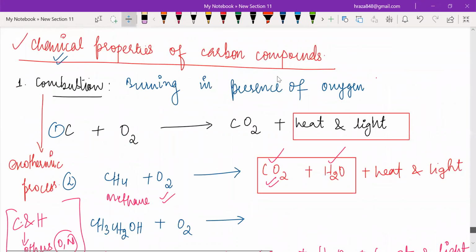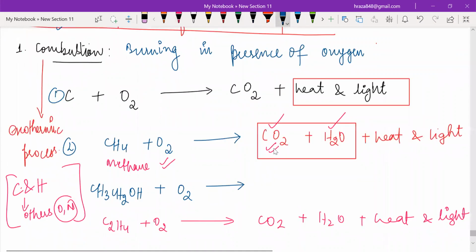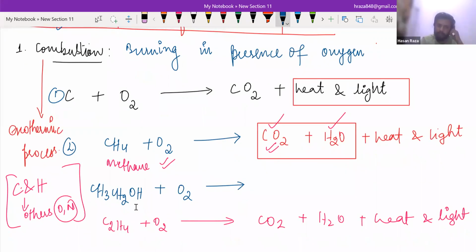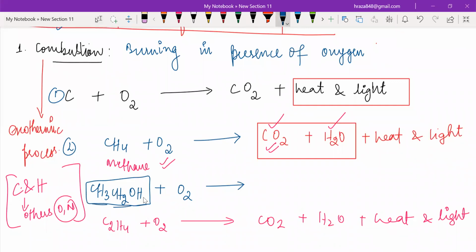Sir, that is CH3, the third one. Where is it? CH4 it is. No, sir. This is your CH3, CH2OH. They are together: CH3, CH2OH. Its name is ethanol. Two carbon. Yes. Give this. Yes, sir. Done.